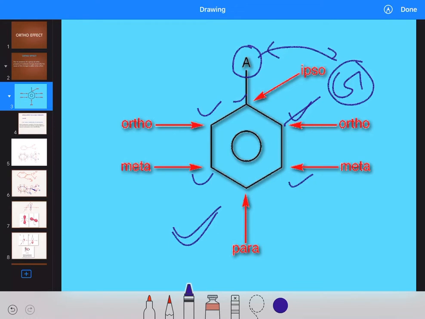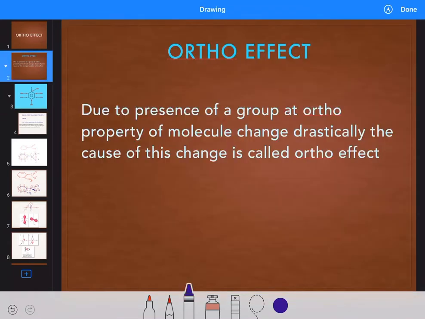Okay, or we can say some properties of this molecule will change. Correct? So this effect is called ortho effect, and this is the cause which changes the complete properties of the complete molecule. Correct? So this effect is called ortho effect. Now see the definition. Is it correct? Correct.